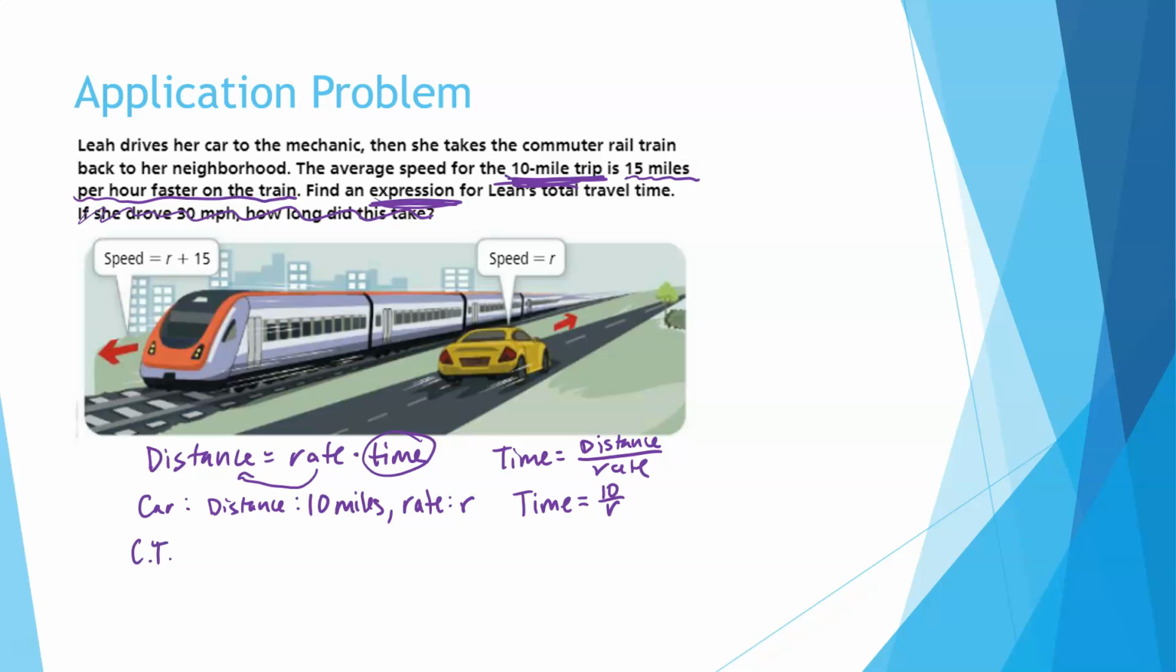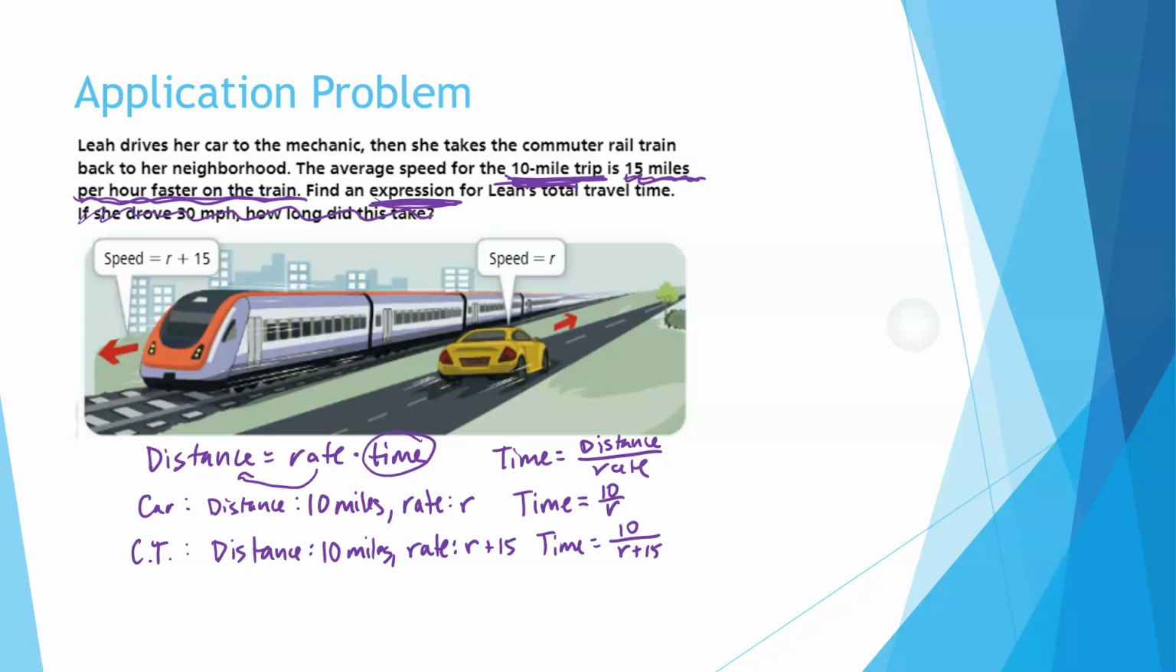Then the commuter train, on the way home, she still travels a distance of 10 miles because it's the same distance both directions. But in the problem, they told me that the rate is 15 miles per hour faster on the train. So I would take the rate above, so the rate of the car plus 15, because it's 15 miles faster. So the time it takes for her to get home on the train is 10 divided by r plus 15.